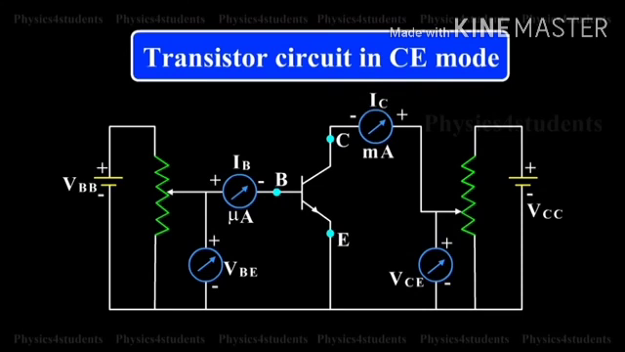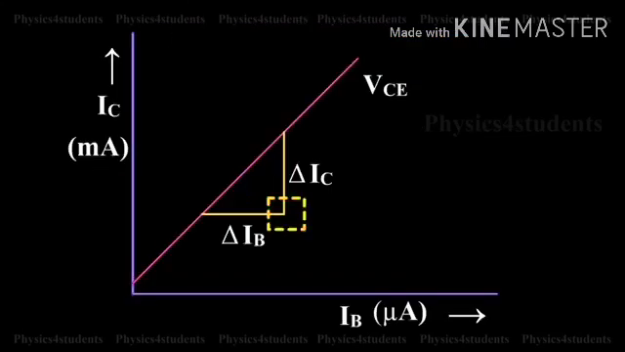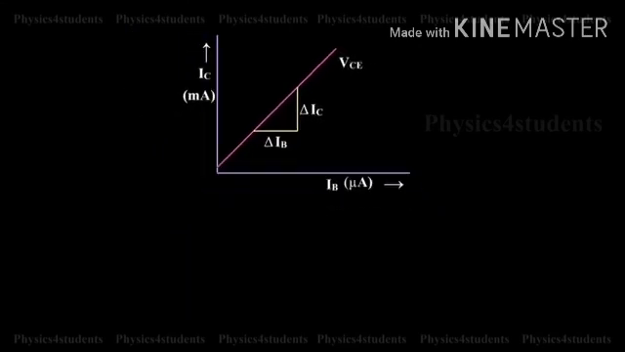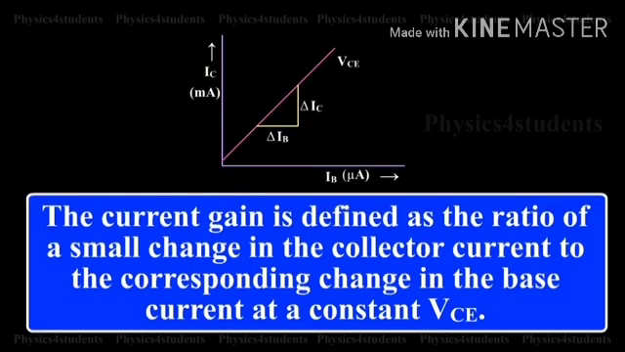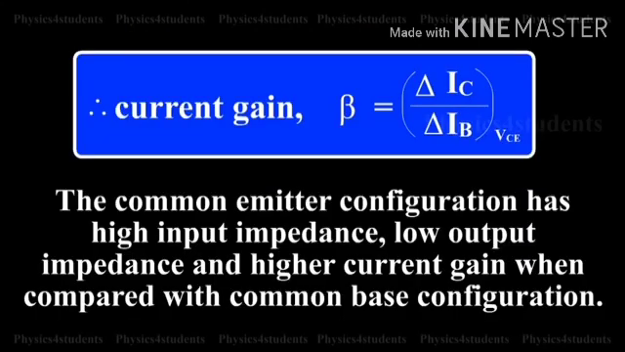Next, the transfer characteristics. It gives the variation of collector current with changes in the base current at a constant collector emitter voltage. From this, a small IC current flows even though the IB current is 0. This is called the common emitter leakage current, which is due to the flow of minority charge carriers.